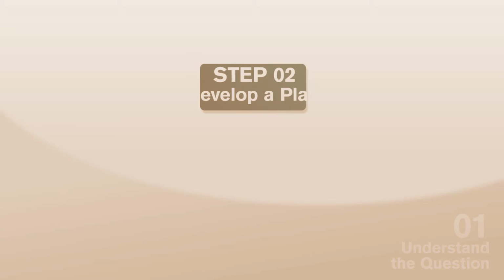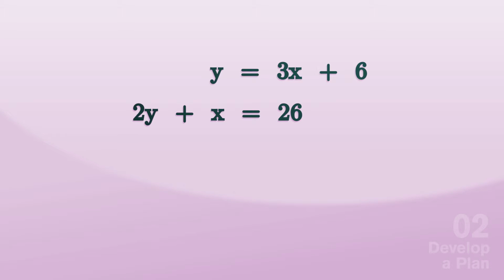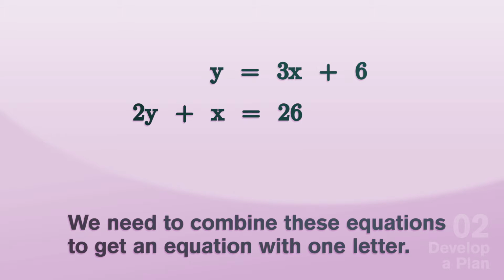So how do we do this? Let's go back to our two equations. Each of them has two letters. To solve this, we need to combine these two equations to get an equation with only one letter in it. If an equation has only one letter, we can solve it to find a value for that letter.